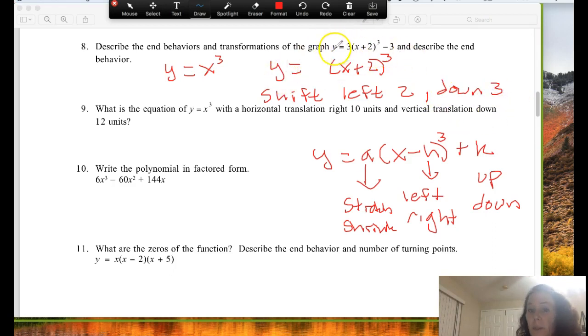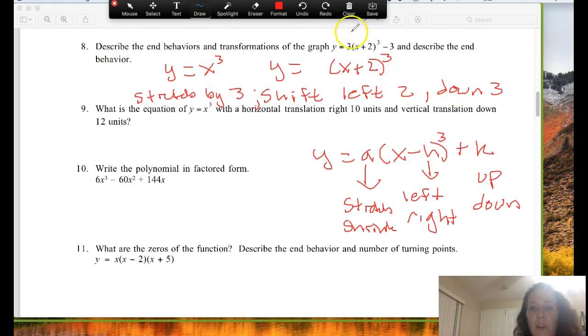And then this tells me stretch or shrink. This tells me I'm going to stretch by a factor of 3. So I'm going to stretch by 3, a factor of 3. Then I'm going to shift left 2, down 3.